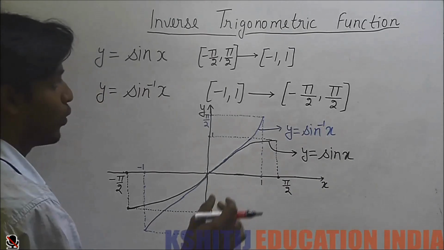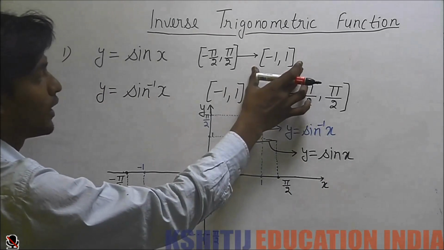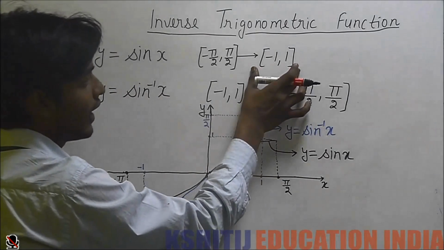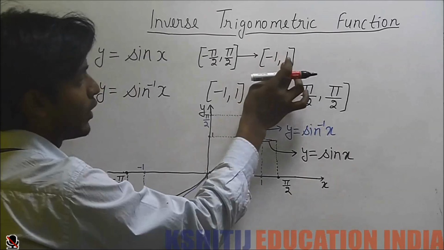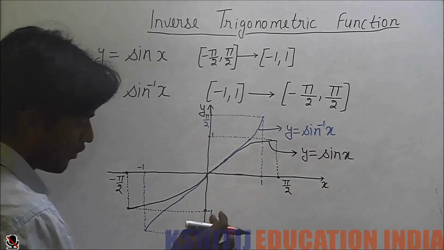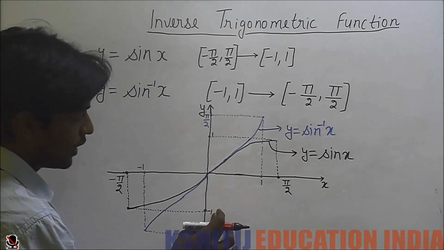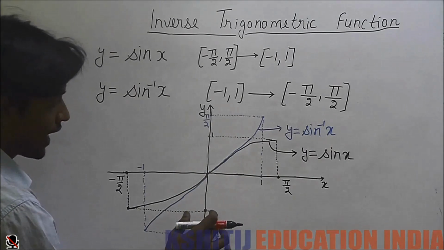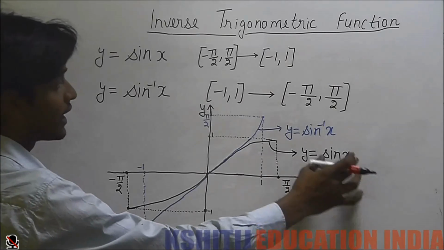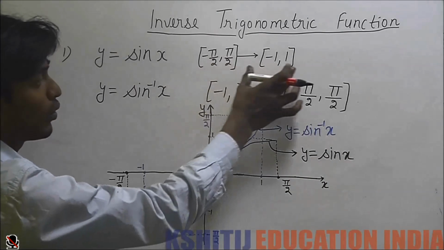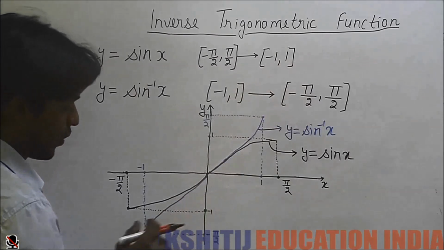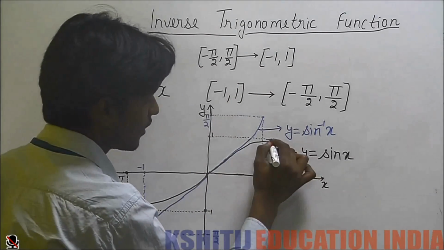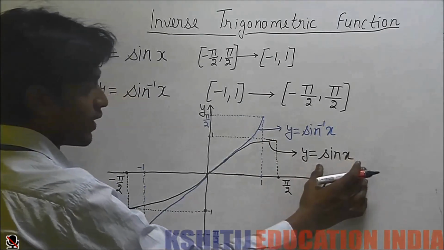Now we move on to the range of sin x, which is defined as the closed interval minus 1 to 1. So we can plot the term sin x within the interval minus pi by 2 to pi by 2, with values from minus 1 to 1. Here this is the graph of sin x.